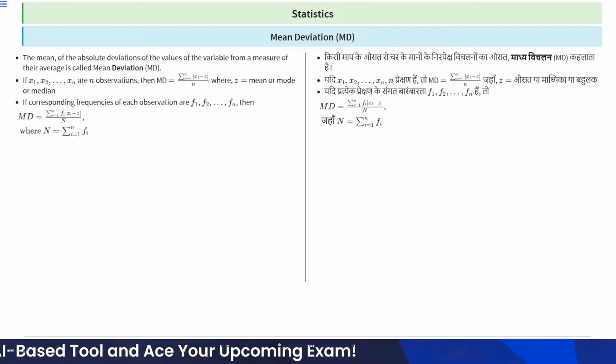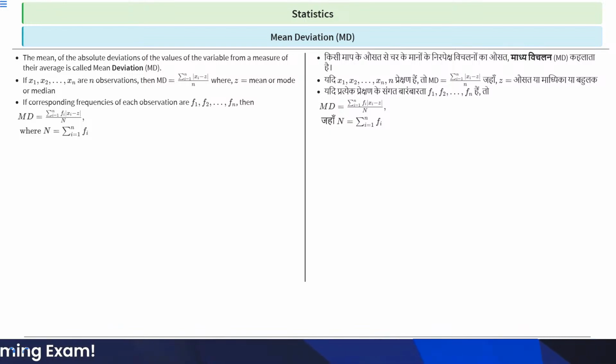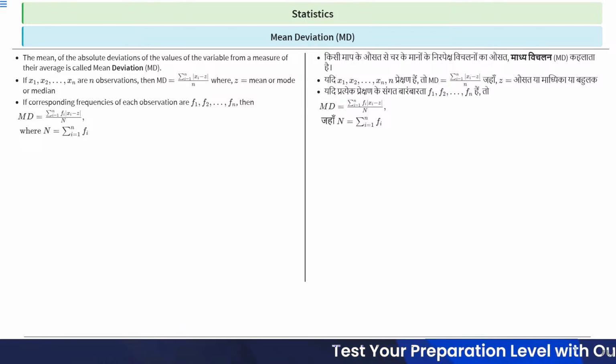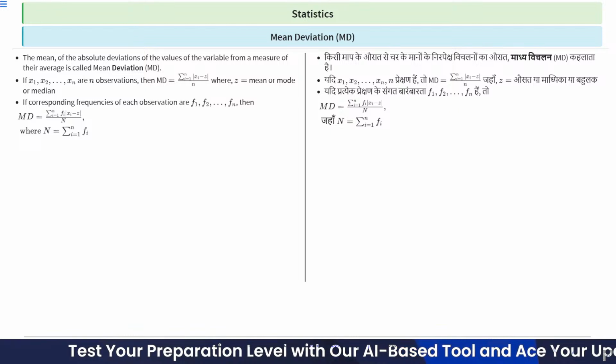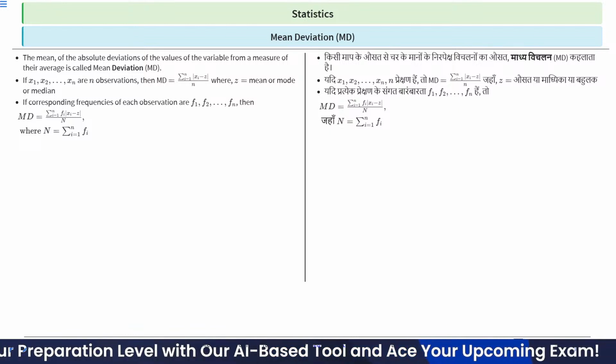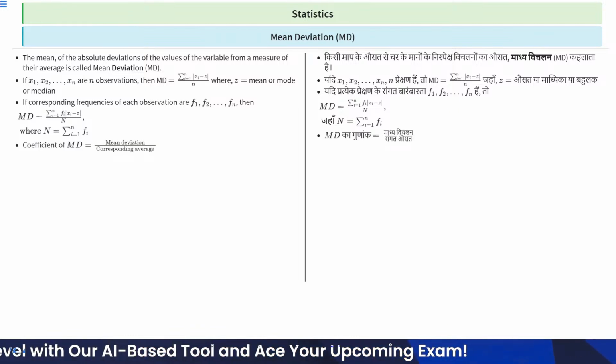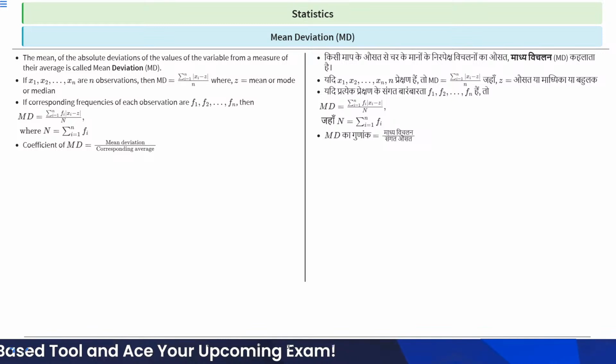Next, if the corresponding frequencies of the observations are f1, f2, f3 till fn, then mean deviation MD is equal to summation of i equals 1 to n fi into mod xi minus z upon n, where n is equal to summation of i equals 1 to n fi. And coefficient of mean deviation will be mean deviation upon the corresponding average.